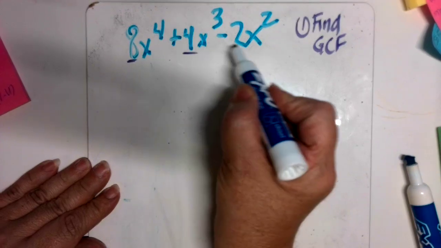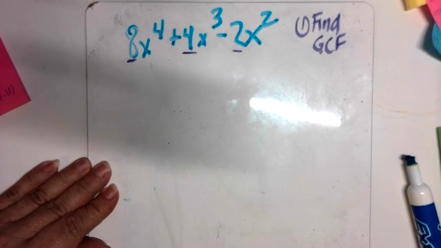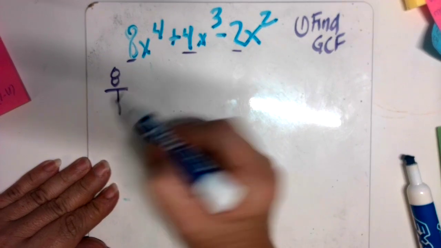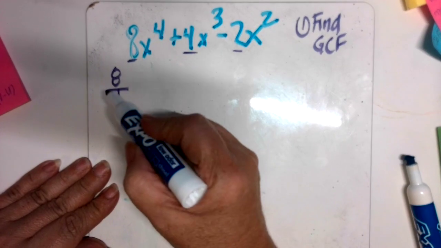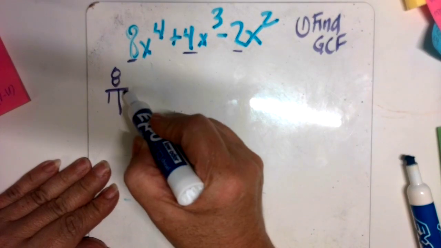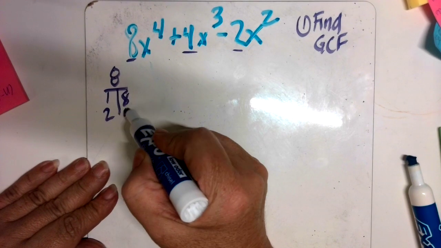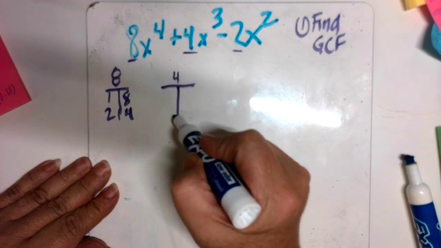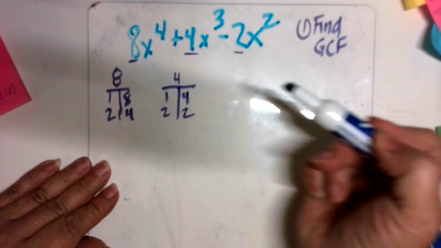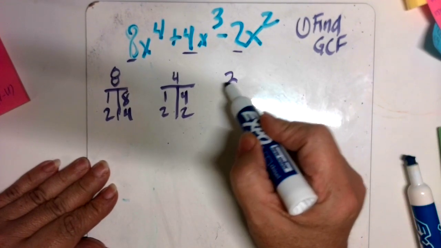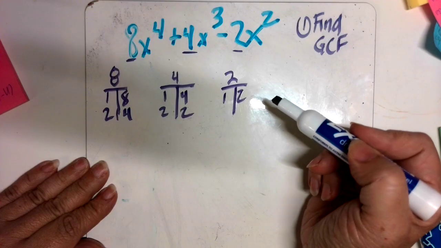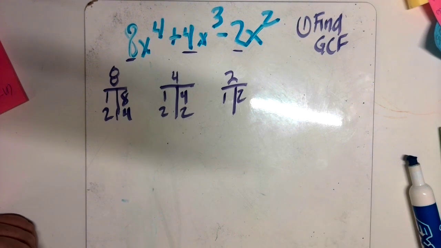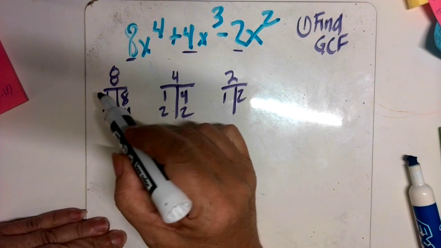We look at the coefficients, and some of you might already know the greatest common factor, but if not, we make the factor charts. What are factors of 8? 1 times 8 and 2 times 4. Then we do the same thing for 4: 1 times 4 and 2 times 2. And 2 is just 1 times 2. So we circle what they all have in common. They all have in common a 1.